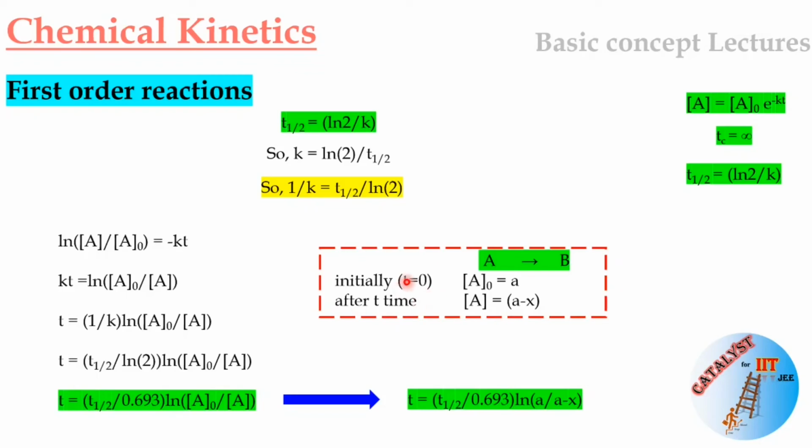Now if you consider this reaction, A is your reactant and B is your product. Initially the concentration of A, which was A naught, was your small a. Now after t time you lose some reactant molecules. So if you lose x amount of reactant molecule, after t time the remaining concentration becomes a minus x.